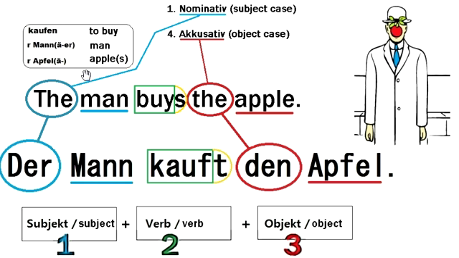Here in the top left corner you have the vocabulary. Kaufen, to buy. Mann, man. Apfel, apple. Don't worry about the information in these brackets here. This is for plural and gender information.